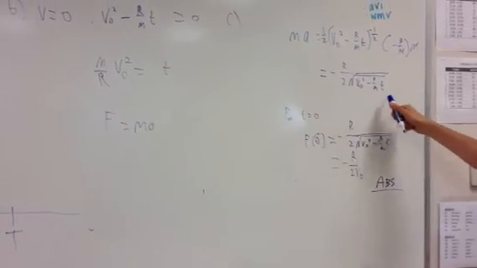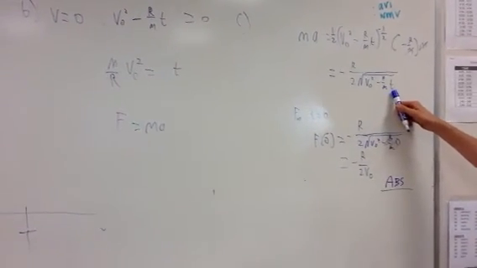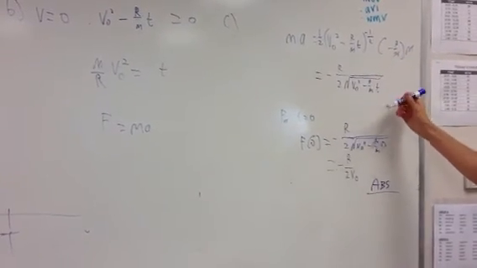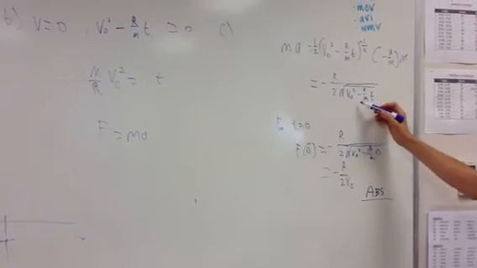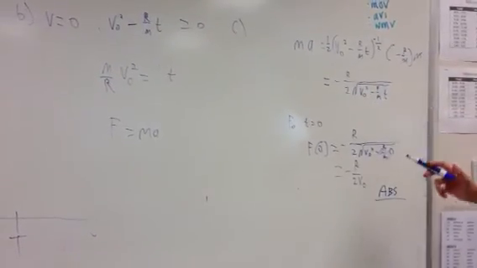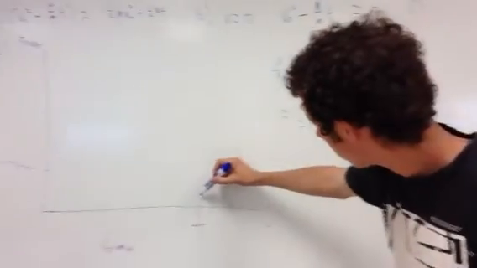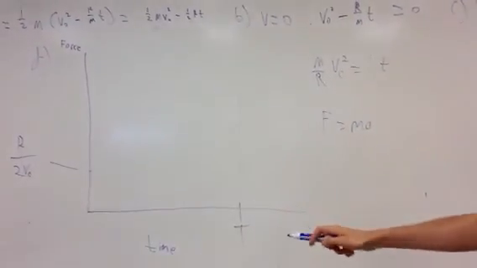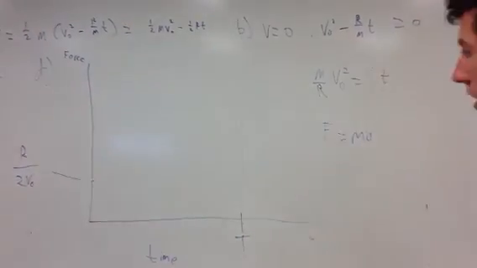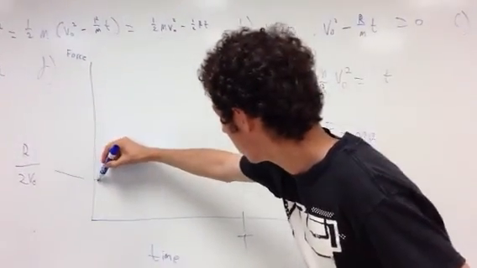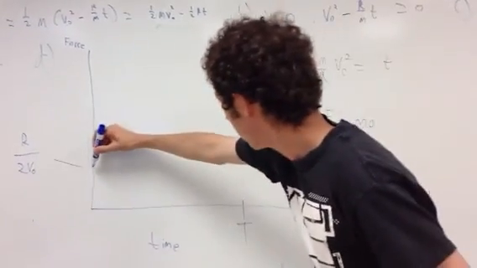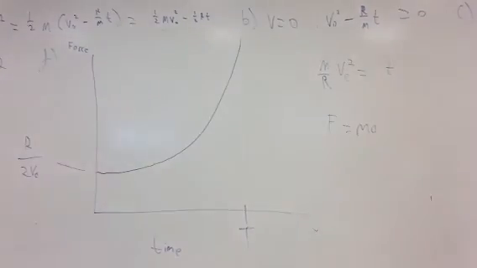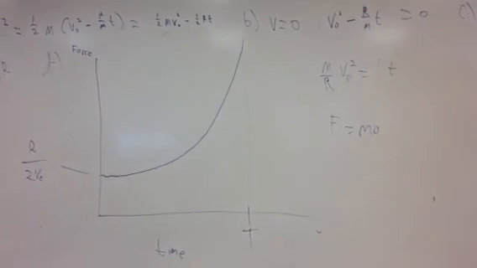So for my equation for force, as t becomes larger, basically this is going to go to infinity because this is going to get smaller on the bottom and it's going to exponentially go up, and it's going to become tangent to this line at the time at which it stops. The graph should look something like this. And that's it. That should be the whole problem.